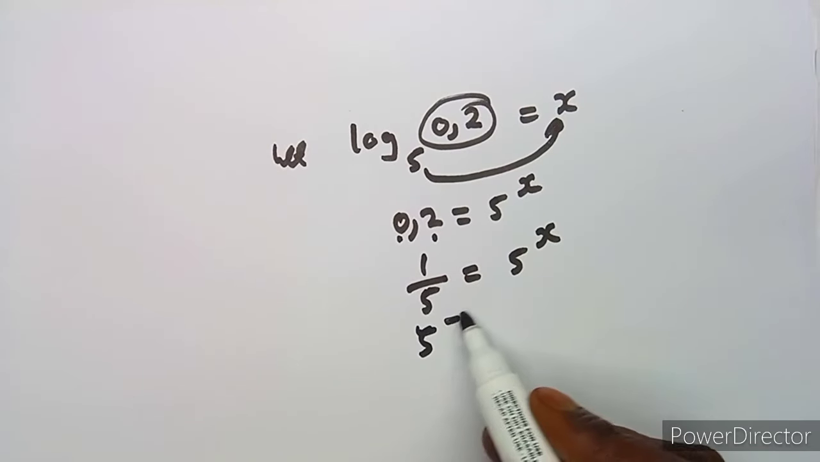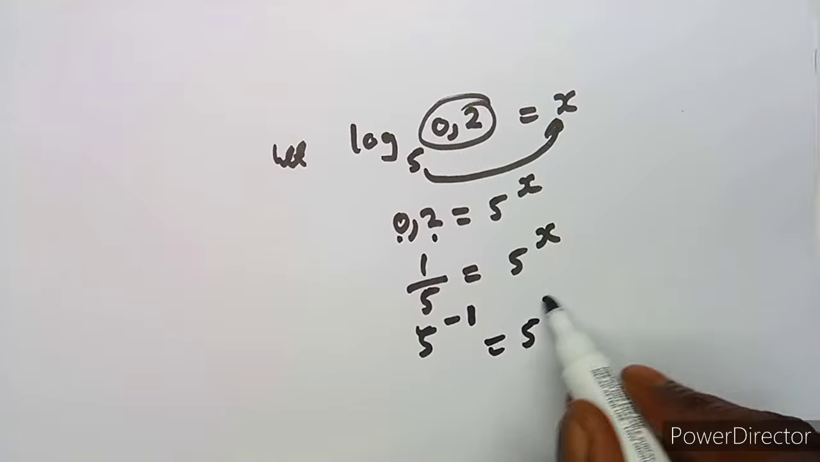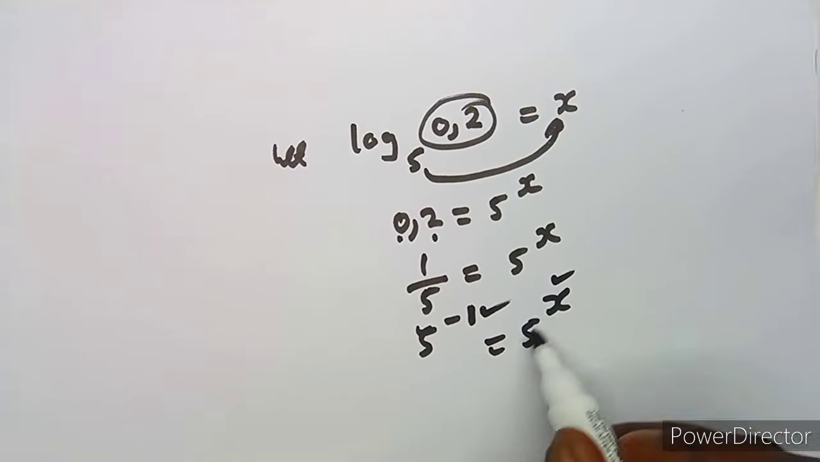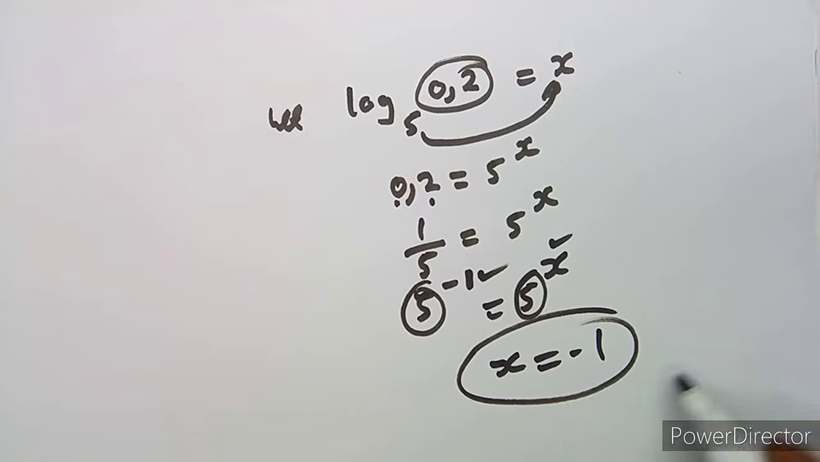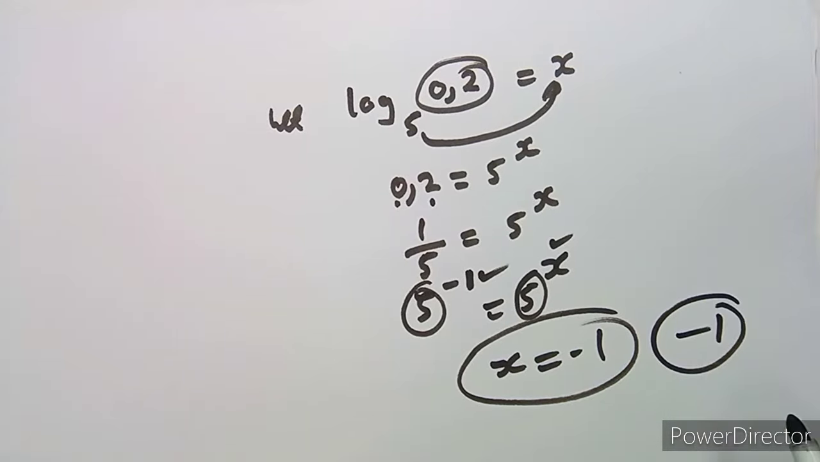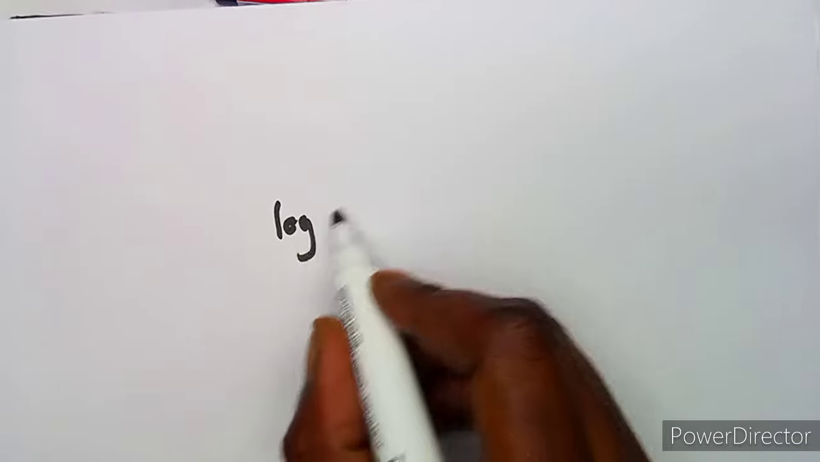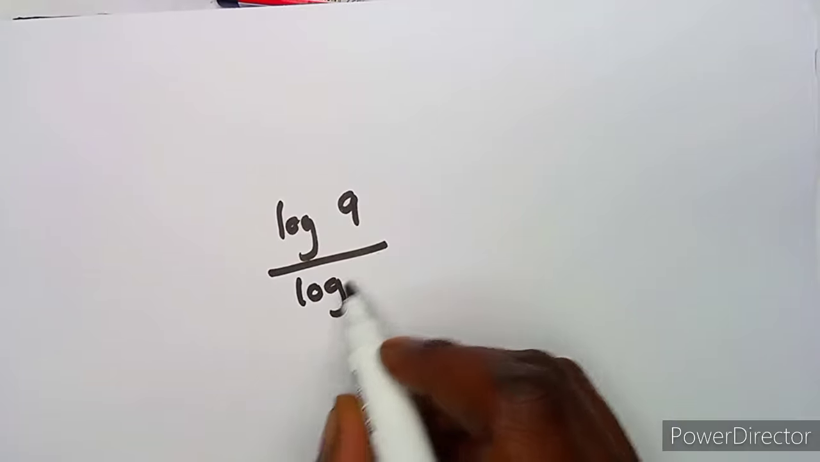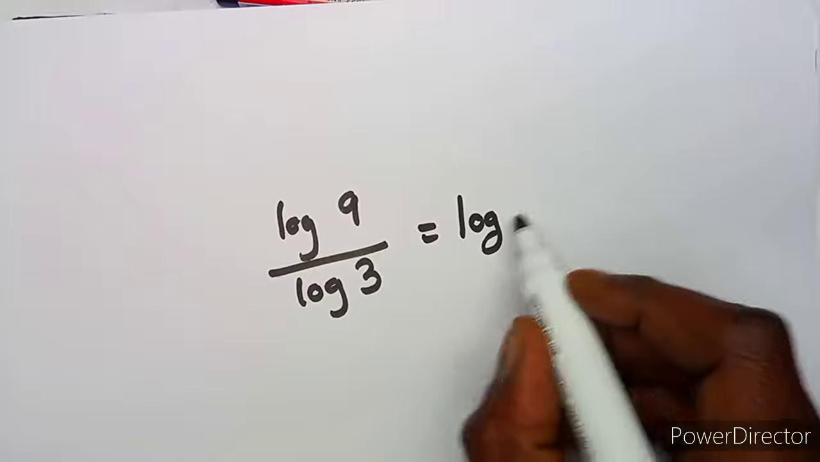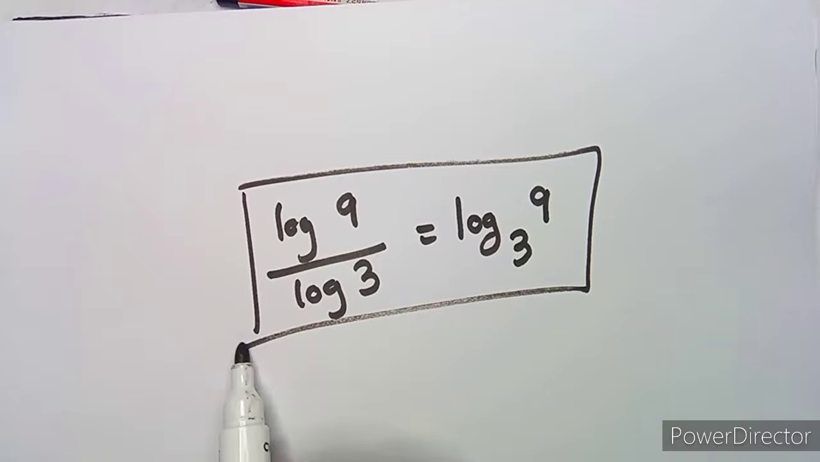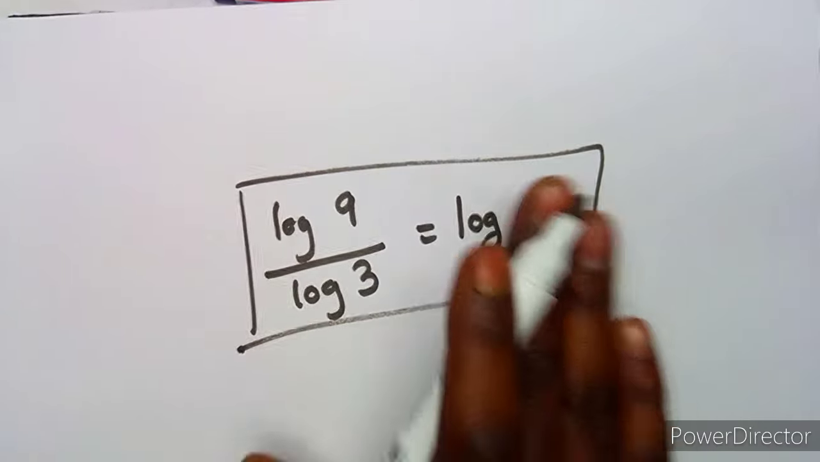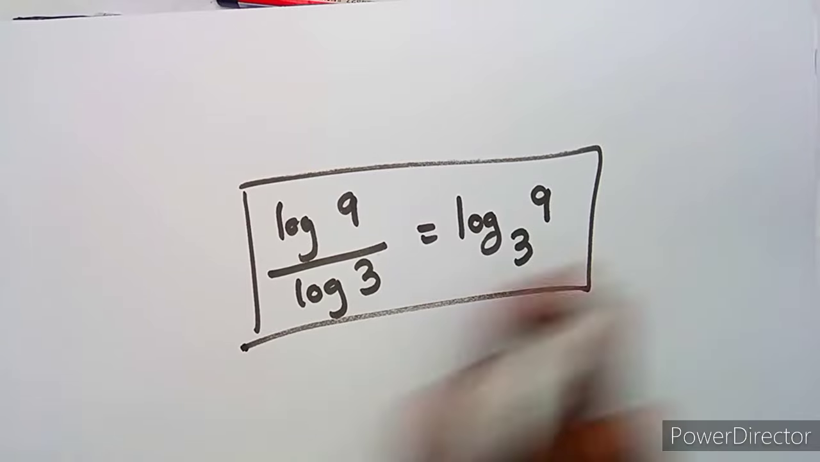So 1 over 5 is the same as 5 to the exponent of -1, which is equal to 5 to the exponent of x. As you can see, the bases are the same, so the powers are the same, and x is going to give us -1. Our answer for everything, this part that we are given, is just -1. As we say, it's just one and the same thing. So this law, I'm urging you to know that log 9 over log 3 means the same thing as log 9 in base 3. You can choose to work it like this, or you can choose to work it like this. Same answer there.